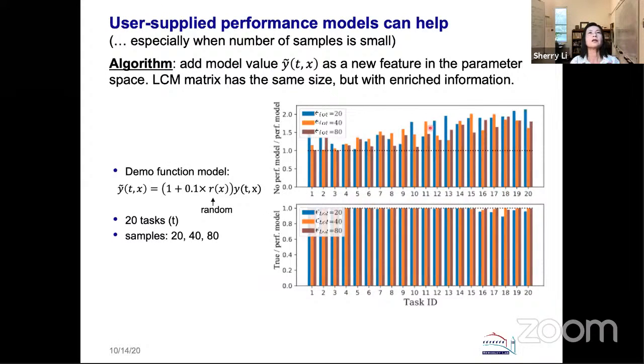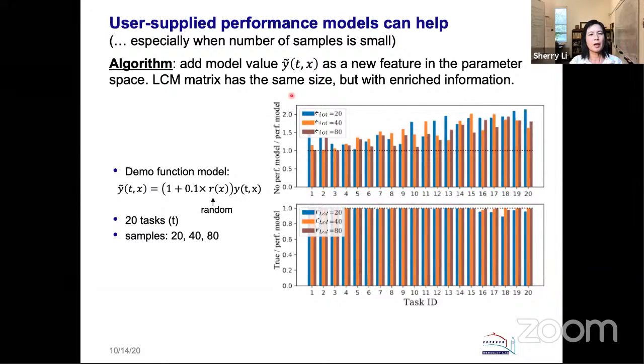So I have about 10 minutes, I can finish. And the next feature I want to illustrate is, suppose you have a good performance model, which can be a very coarse model to predict performance. And this turns out can help the tuner a lot. Especially in real simulation situations, you don't have too many sample points, and this model is a good helper. So the algorithm we developed is to add the model value. This model value could be given by some closed formula as a new feature in the parameter space. So your parameter space is enlarged by maybe 1 or 2 more. The LCM matrix has the same size, but with enriched information. So your linear algebra part, the modeling cost, is roughly the same, but you have better information to guide you to build the model.